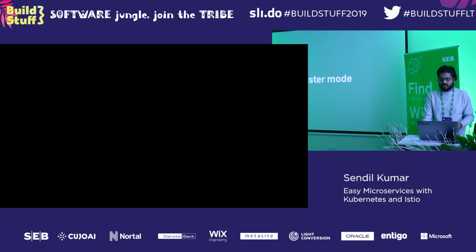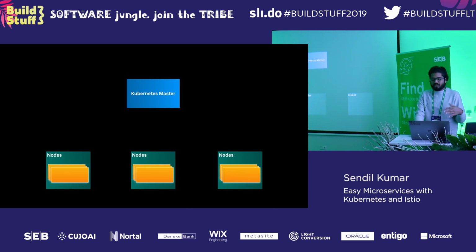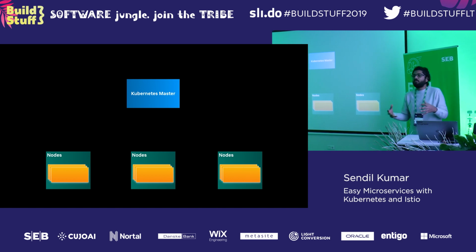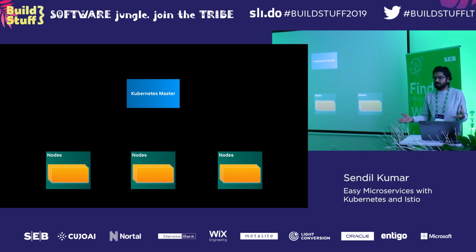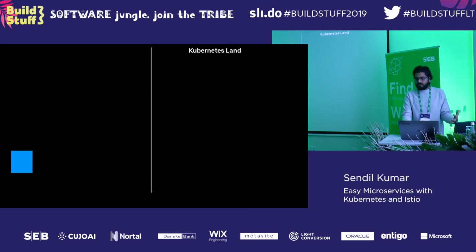It has a master node and server nodes. So you have a Kubernetes master and multiple nodes, and each of those nodes have something running inside it that helps you to deploy or provide a runtime for your application. That's how Kubernetes works. So we'll see what happens when you do something with Kubernetes.